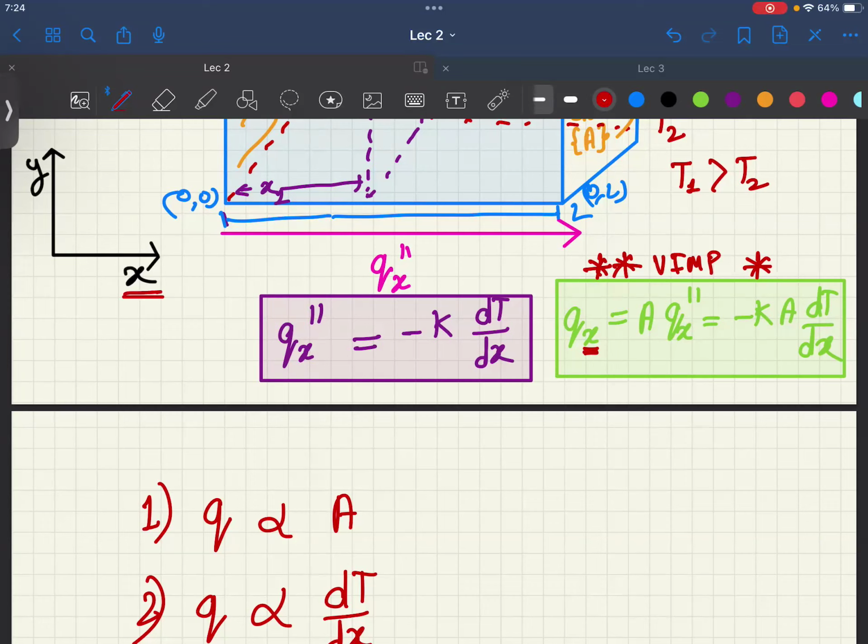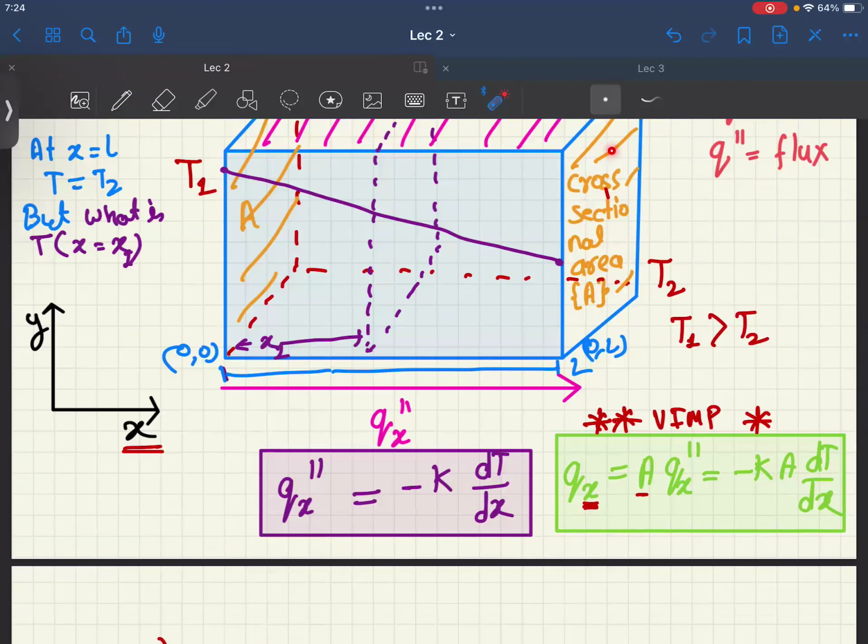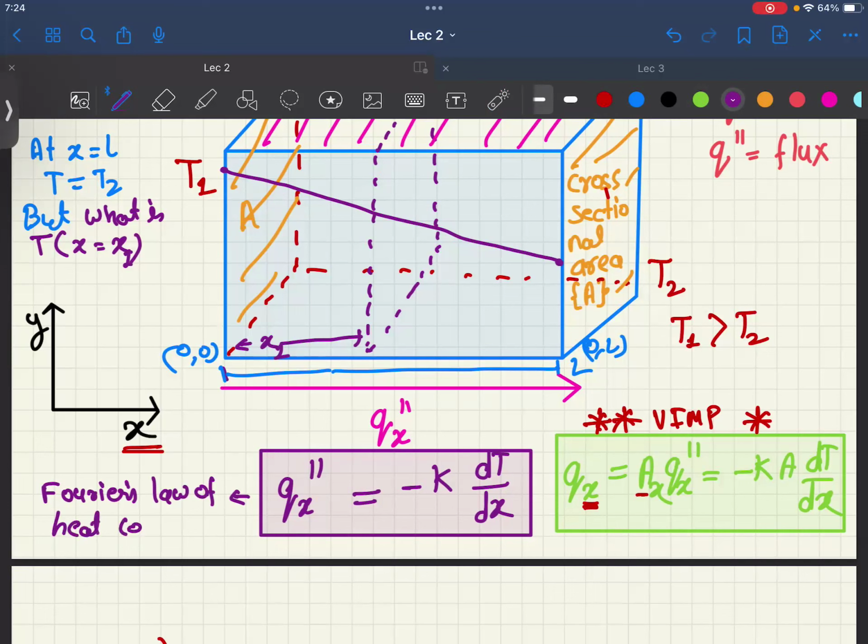Okay. So rate of heat transfer is nothing but area. Now what is this area? This is going to be the area, the orange one. Actually, this area should also be Ax. Okay. This area is Ax. So rate of heat transfer is going to be area multiplied by flux of heat transfer, and flux of heat transfer is given by Fourier's law of heat conduction. This is going to be minus k A into dt by dx.